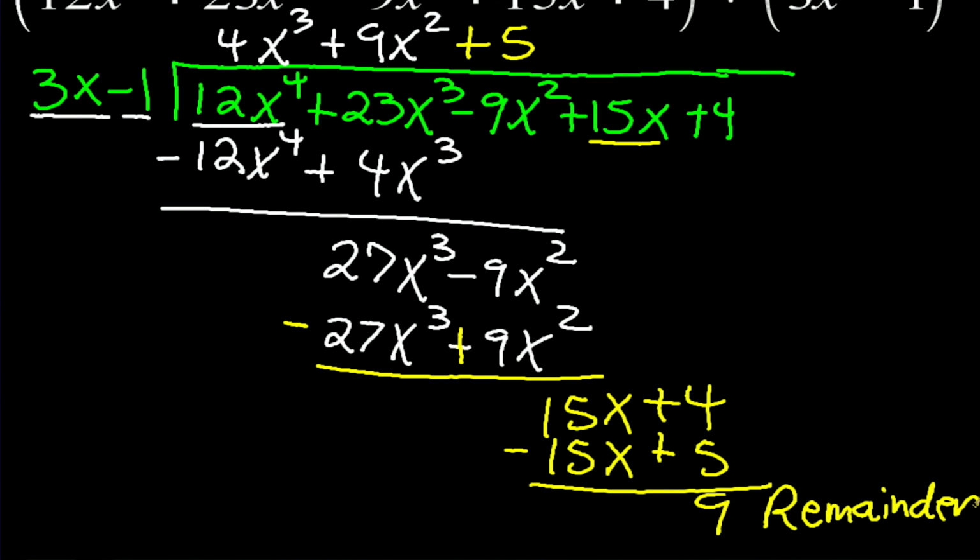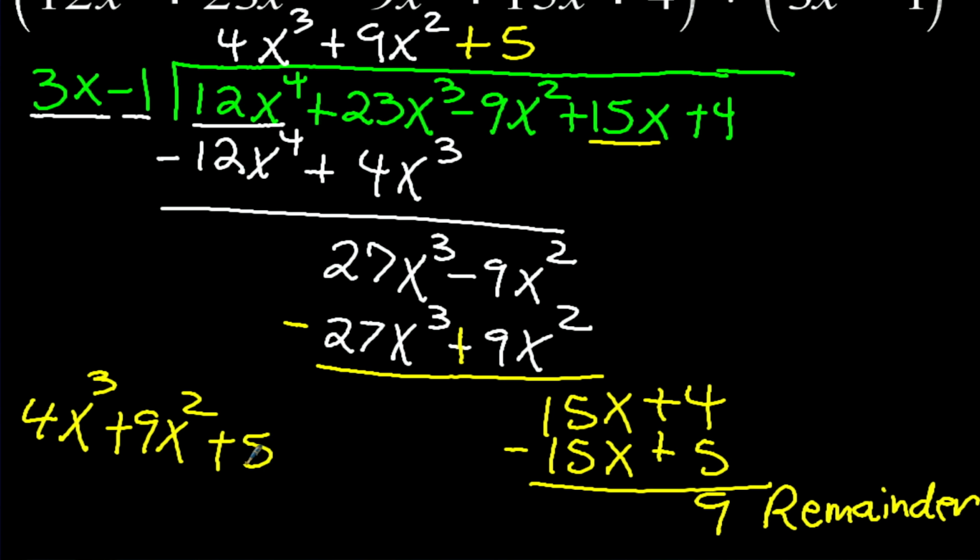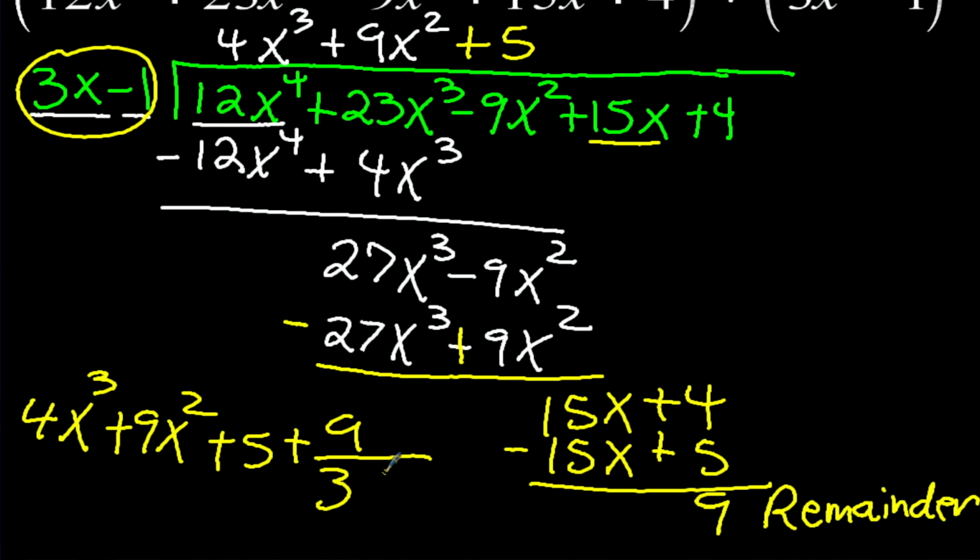And so now to write my result, my answer is going to be 4x cubed plus 9x squared plus 5. And I also have to include my remainder. So it's plus 9 over my divisor, 3x minus 1. And this is my answer.